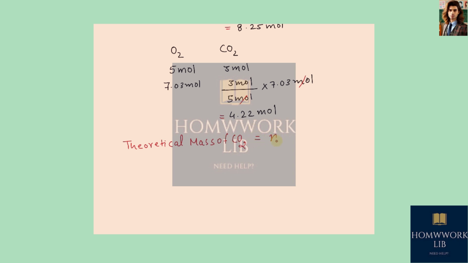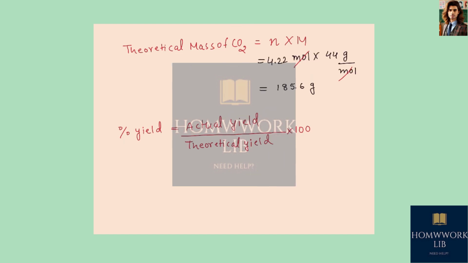It will be equals to mole into molar mass. We can substitute the values here. In this manner, now we can eliminate some common unit, that is mole here, and on solving we are getting the theoretical yield of carbon dioxide or theoretical mass of carbon dioxide equals to 185.6 grams. Now we can say that the percentage yield is equal to actual yield divided by theoretical yield into 100.